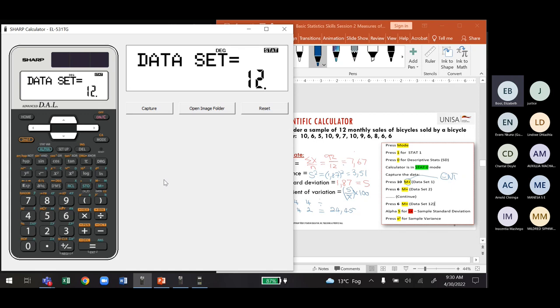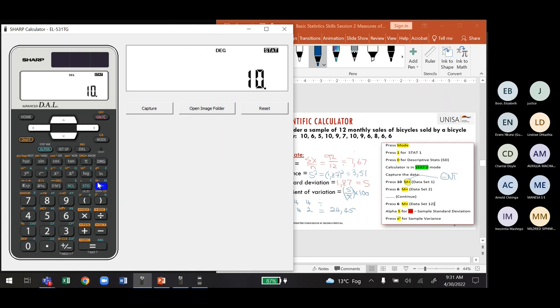Now, the challenge with the Sharp calculator, because you are unable to go back and look at your data set, is that you won't know. If you enter your data and you see that you are on 13 or 14, then it means there is something that you did wrong. You can clear your calculator by pressing second function and CA. It will clear your stored data and you can start again.